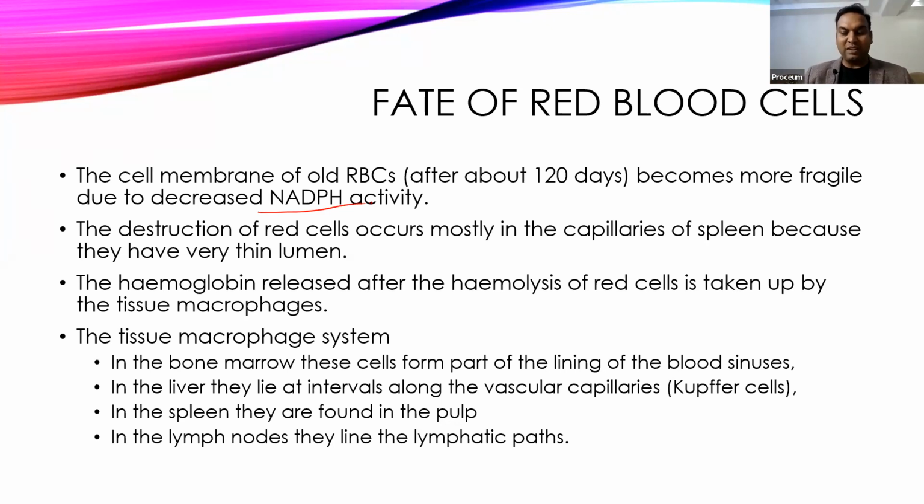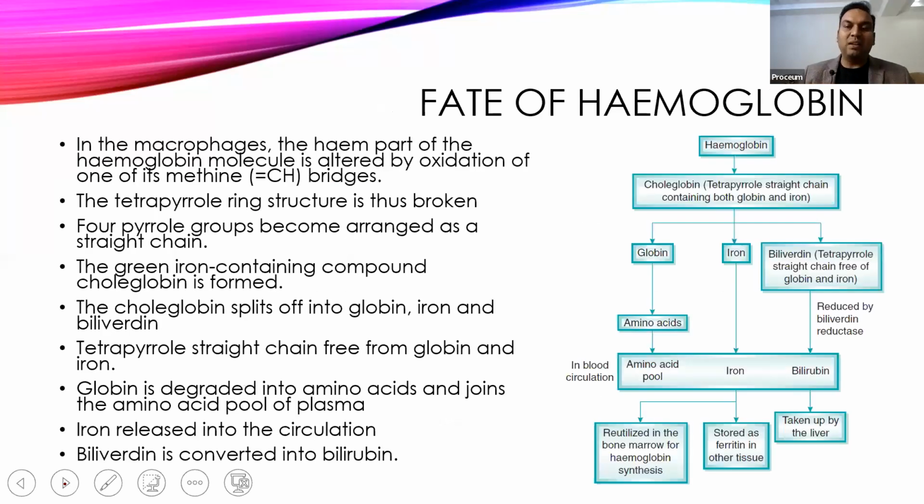This tissue macrophage is present in the spleen, and not only the spleen, but also in the liver. The tissue macrophage will take it up, and then they will separate the globin and heme parts separately. Globin will be recycled as a protein, separated into amino acids, and those amino acids will be utilized for the synthesis of new protein, while the heme part will be released, oxidized into methemoglobin form, and the ring structure will be broken.